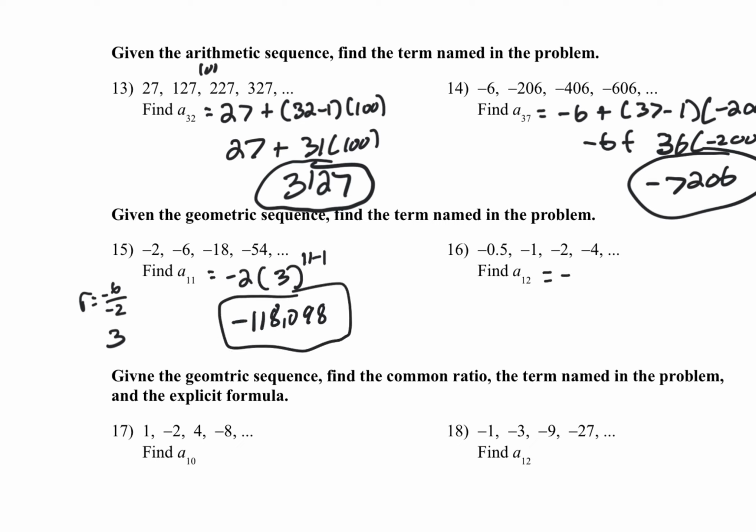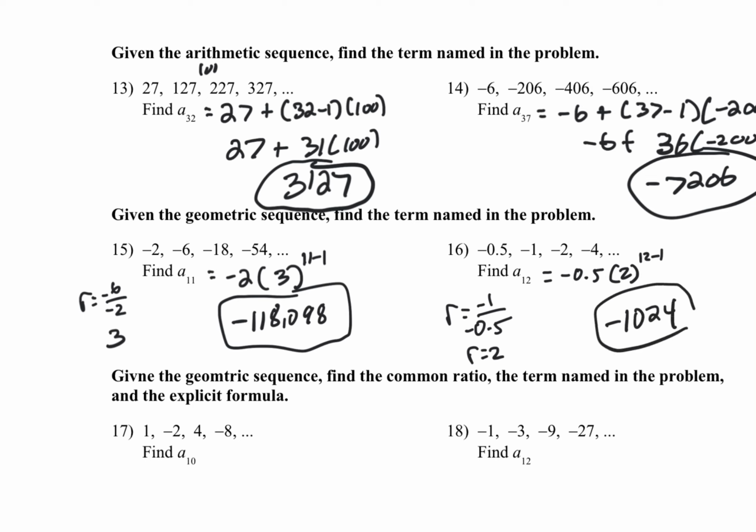This one, our first term, negative 0.5. Again, find your ratio by taking negative 1 divided by negative 0.5. That gives you 2. So we're going to take 2, and then that's 12 minus 1. So negative 0.5 times 2 raised to the 11th. 12 minus 1 is 11. Negative 1,024.